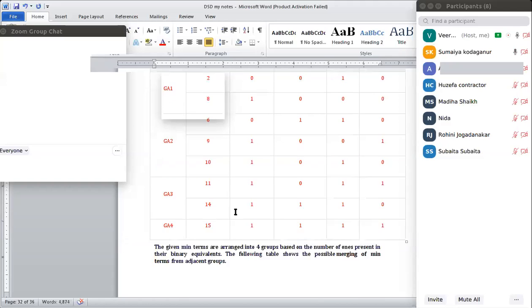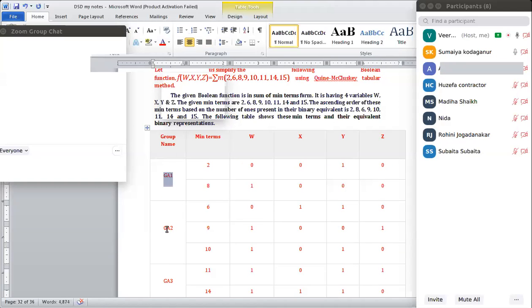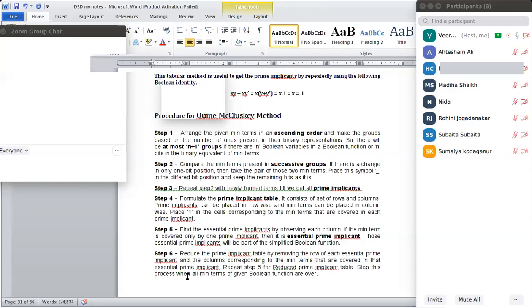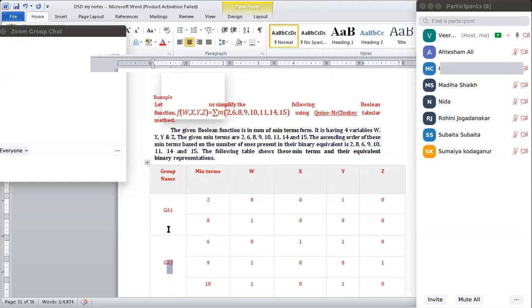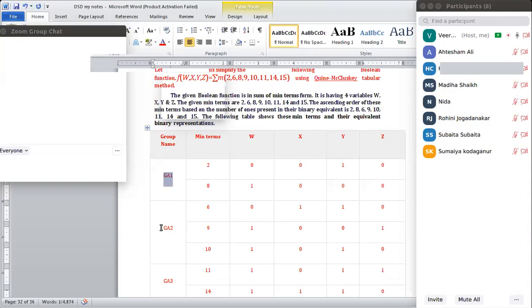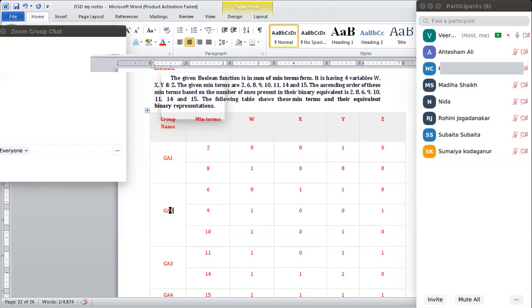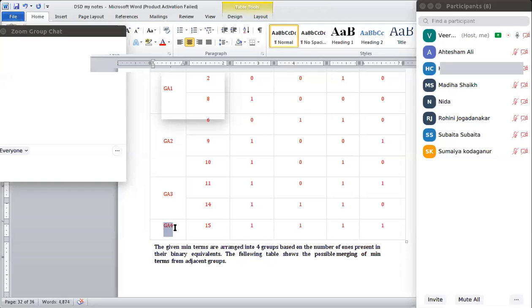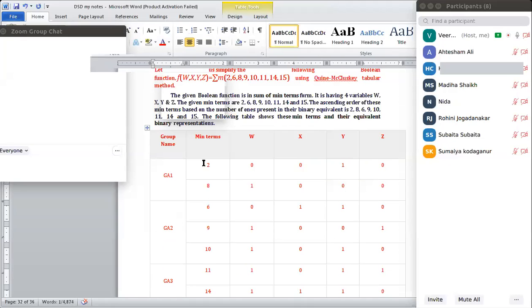Then now compare these groups with the successive group. That is, group 1 will be compared with group 2, then group 2 with group 3, group 3 with group 4, and so on. Then I'm going to combine 2 and 6, 2 and 9, 2 and 10. But how to compare? What actually has to be compared here? Here, only one position should differ.